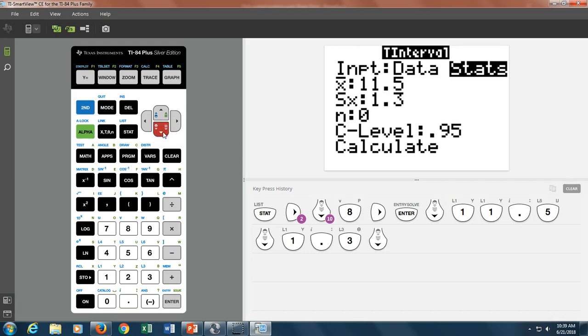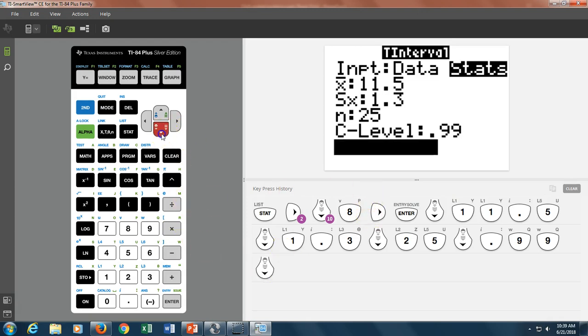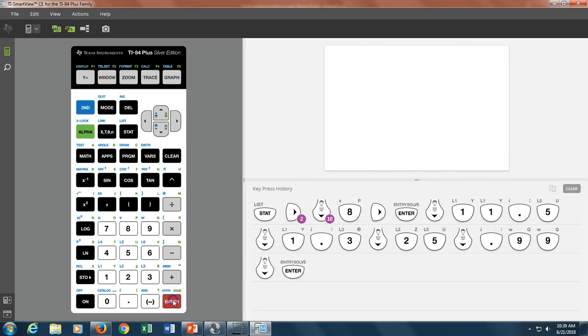We have to know our sample size. So I put in 25 for there. Now for the confidence level. For this problem I said let's do a 99% confidence level, so that would be 0.99, and we can go down to calculate to get our answer.